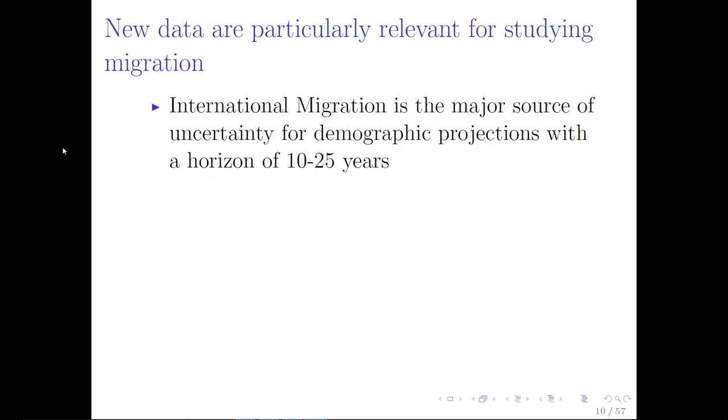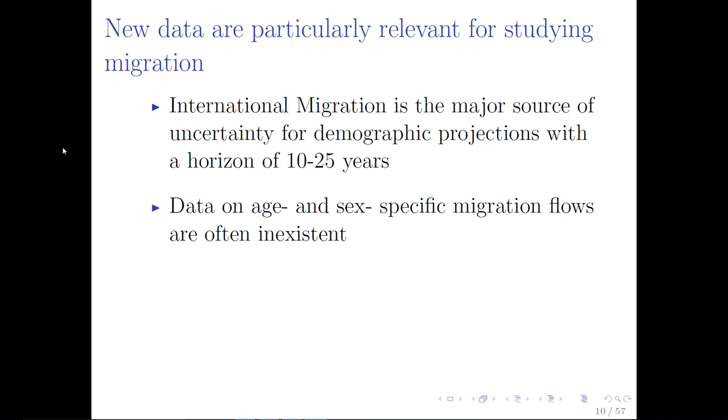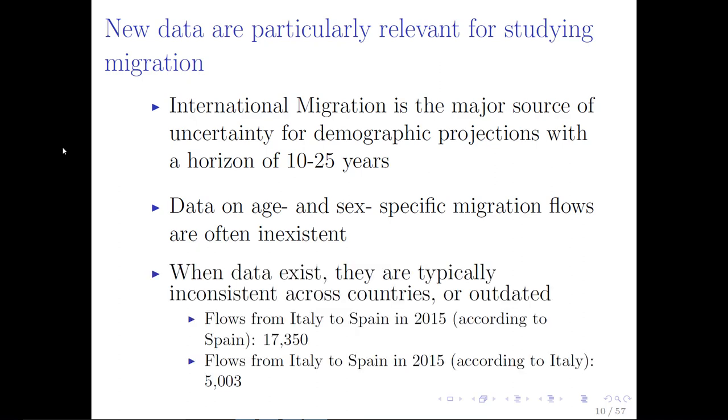New data are particularly relevant in the context of migration. When we think of international migration, that's the major source of uncertainty for demographic projections, like mid-range demographic projections, say 10 to 25 years in the future. But even if we don't look at the future, even if we consider the present, a lot is not known about the present. For example, data on age and sex specific migration flows are largely inexistent for a number of countries. And even when they do exist, they're often inconsistent across countries.